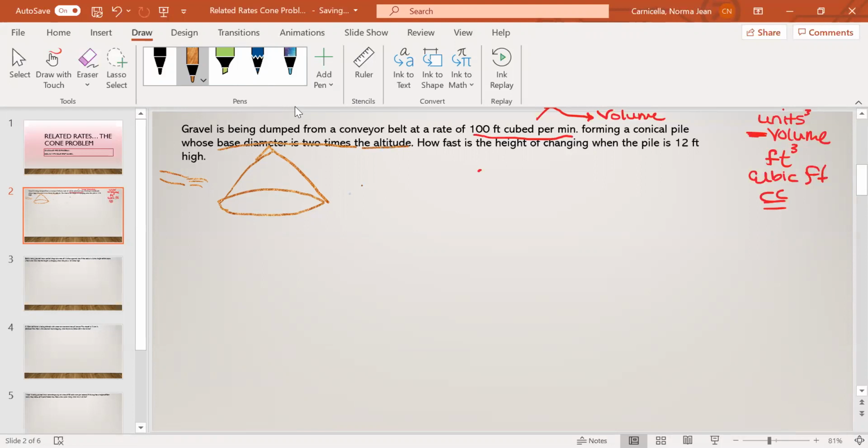How fast is the height changing? They want to know the change in height. So you're thinking dh/dt. All right, so let's go ahead and I'm going to make this a little nicer and label some things.